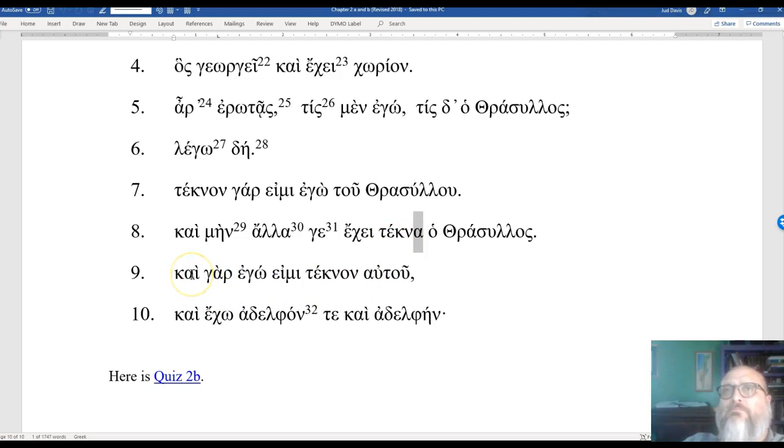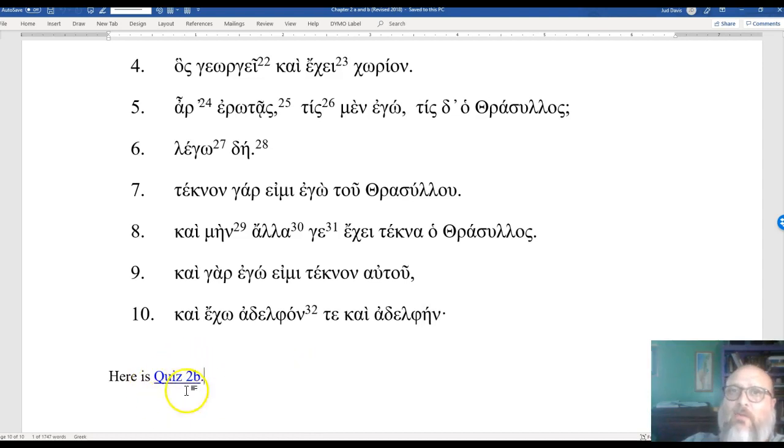For, and, or if that won't work, you can do also, probably also here. For I also am his child, and I have an adelphos. Philadelphia means the city of brotherly love. Philos plus adelphos, brother. I have a brother, masculine, and I have a feminine version of brother. So what would you think that would mean?